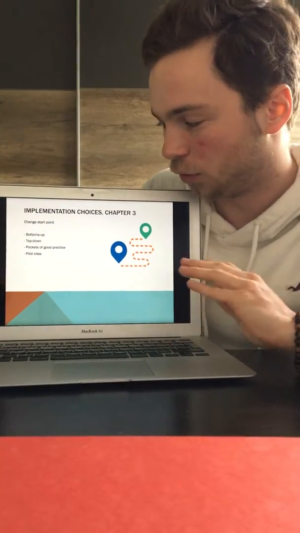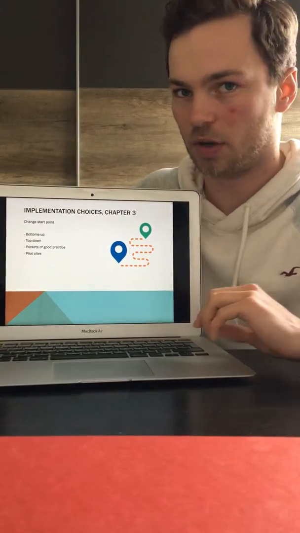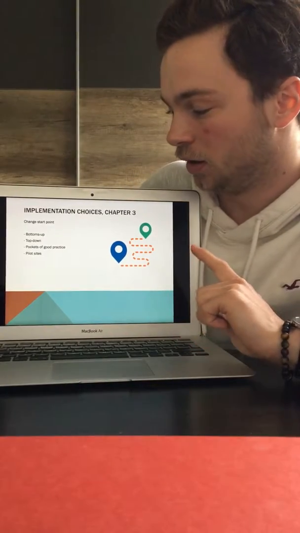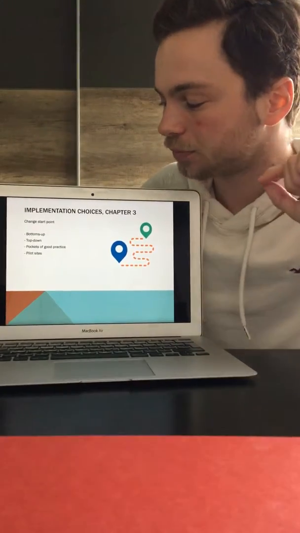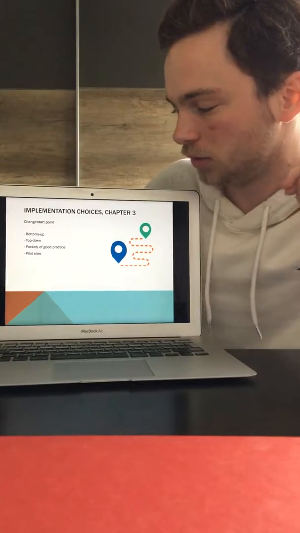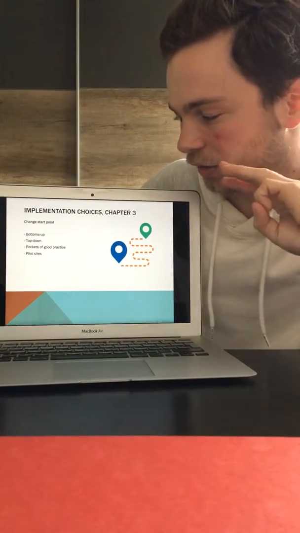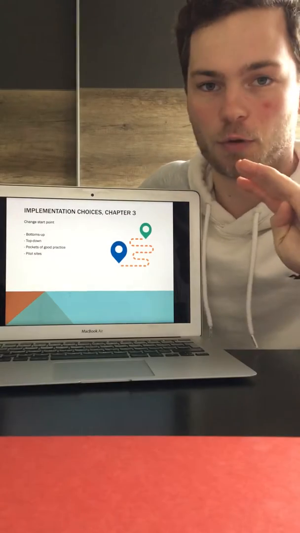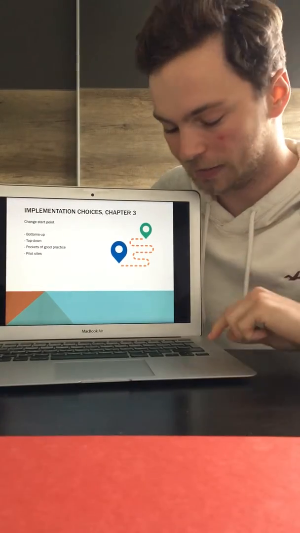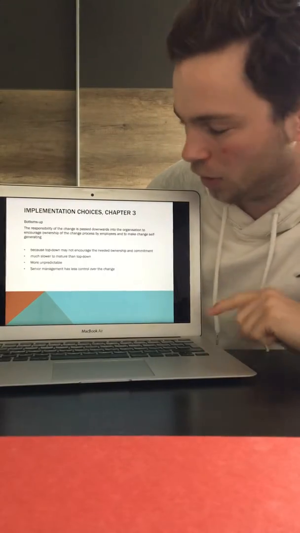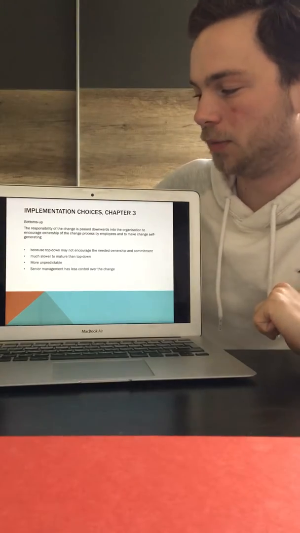So there are 4 different change starting points. One being bottom up, second being top down, third being pockets of good practice, and the fourth one is pilot sites. So we'll start with bottoms up.